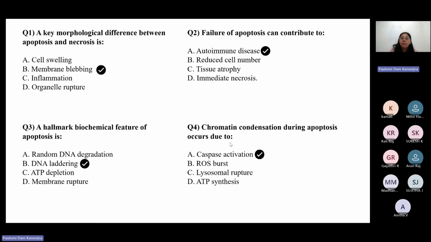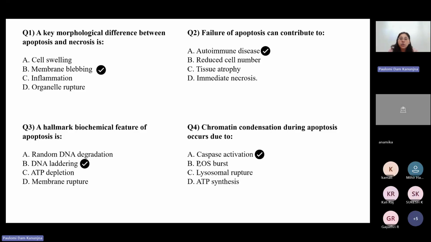Okay. Failure of apoptosis can contribute to autoimmune disease, as I have discussed, and also, as I mentioned, cancer progression. Hallmark biochemical feature of apoptosis is DNA laddering. Laddering is basically, so DNA is basically these long chains of nucleotides together, right? Now, when you have DNA damage or when you have apoptosis, it basically fragments the DNA. It chops the DNA into smaller fragments, and that becomes a series of fragments back to back. So it looks like a ladder. So it's DNA laddering. That's what it means by DNA laddering.